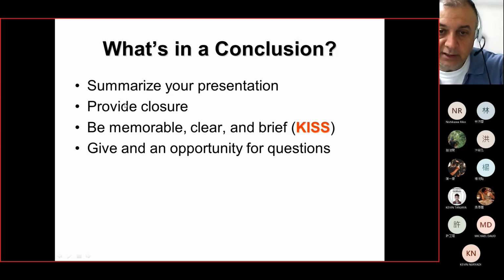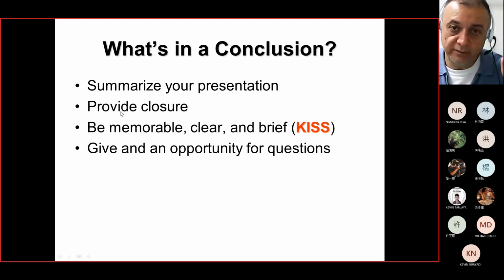After you do the summary, what you want to do in a conclusion is to give the audience some final thoughts, some closure. And you want this whole set of the summary and the conclusion to be memorable, short, and to the point, just like the KISS rule that we mentioned at the beginning. The summary and the conclusion have to be KISS. All right. And then you will create an opportunity for the audience to ask you questions.